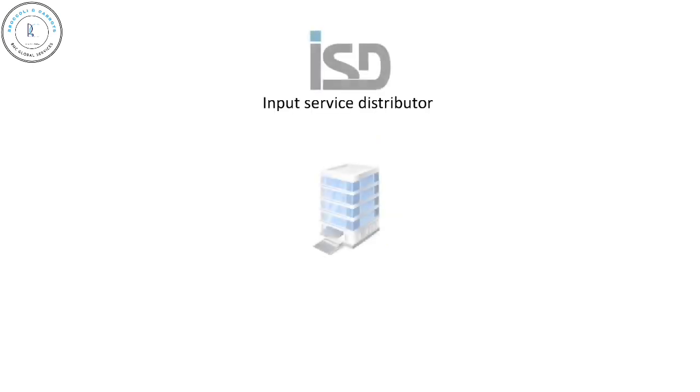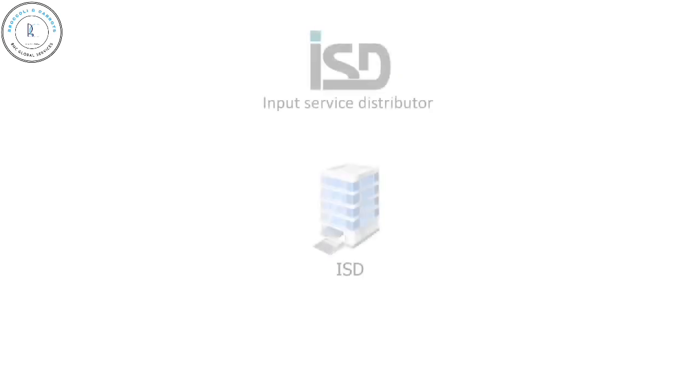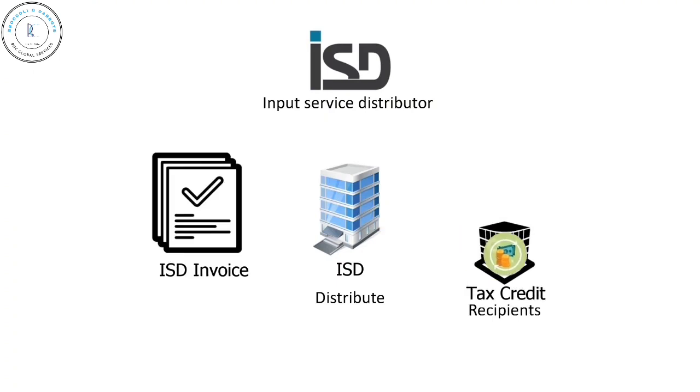Registration: An input service distributor has to compulsorily register as an ISD, apart from its registration as a normal taxpayer under the Act. Only then will he be able to distribute the credit to the recipients. Invoicing: ISD can distribute the amount of tax credit to recipients by issuing an ISD invoice.